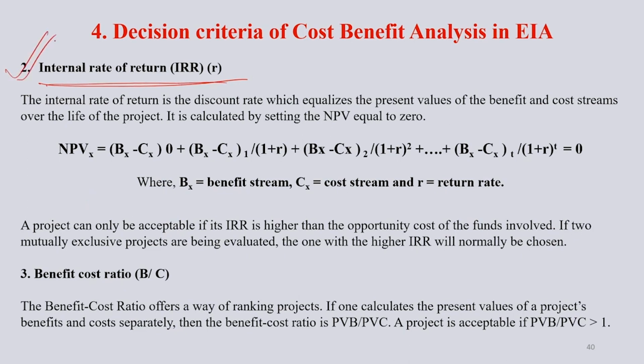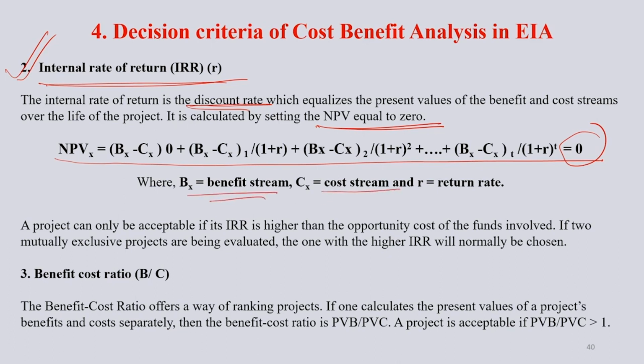Now, internal rate of return is the discount rate which equalizes the present values of the benefit and cost streams over the life of the project, and it is calculated by setting the NPV value to 0. Remember that. How do we calculate that? Here is the formula. As you see, we are setting the NPV value to 0. So, if you want to know the internal rate of return, you have to set NPV to 0, where Bx is the benefit stream, Cx is the cost stream, and R is your return rate.